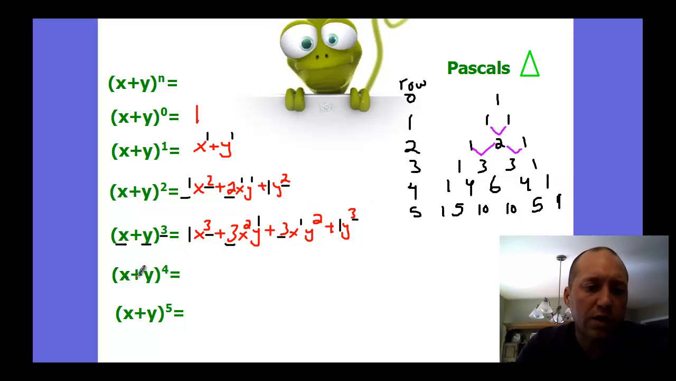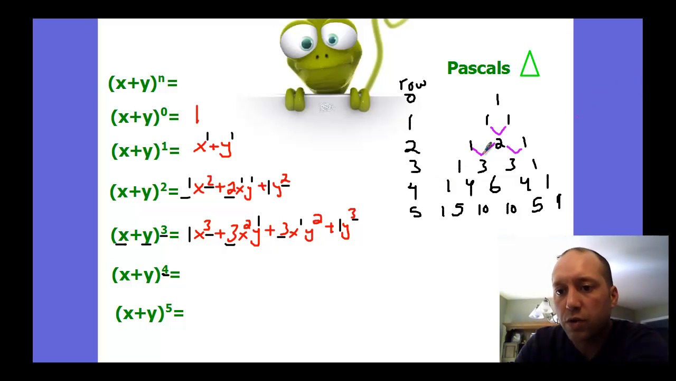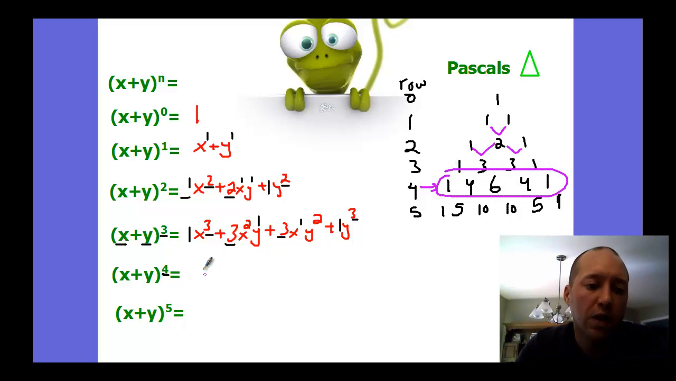And so then our next one is x plus y to the fourth. So let's find this one using our rule. The fourth power, so it's the fourth row. So let's use the fourth row here. These are going to be the coefficients for each term. So you're going to have a 1, and then it's going to be x to the biggest degree, 4, the degree of the binomial, and then y to the 0.